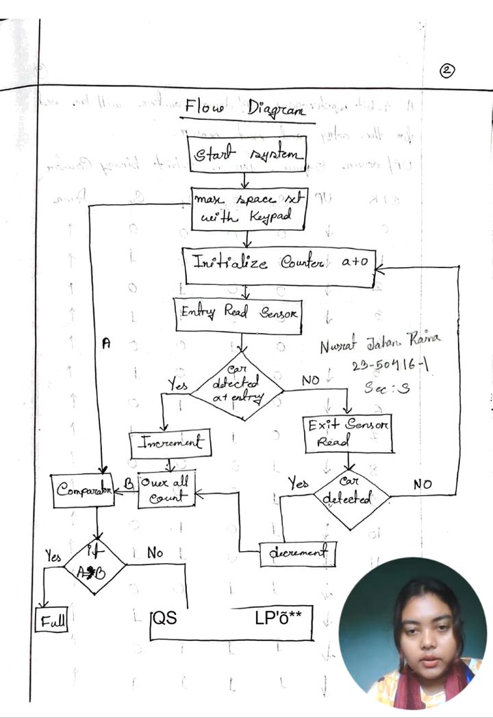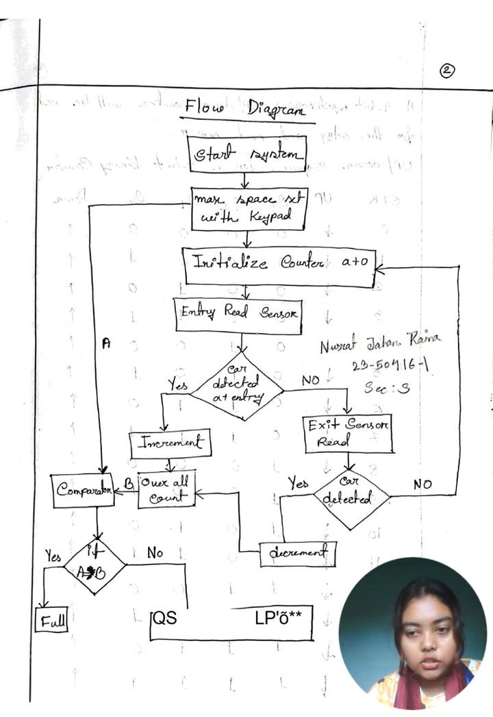So in the next slide we can see the flow diagram. Here the process starts with start system. Next the maximum space is set with the keypad. This corresponds to setting the value stored in register 2 from the block diagram.